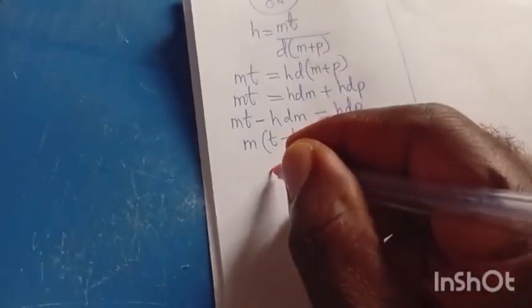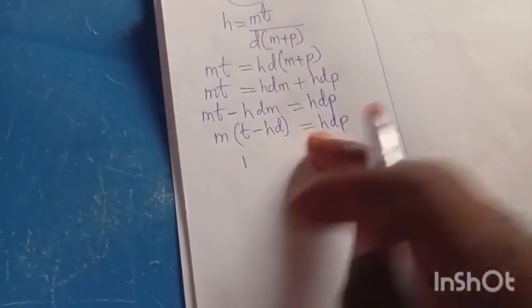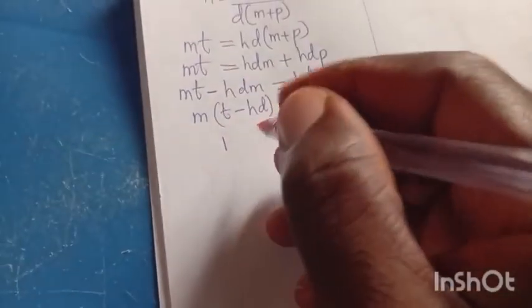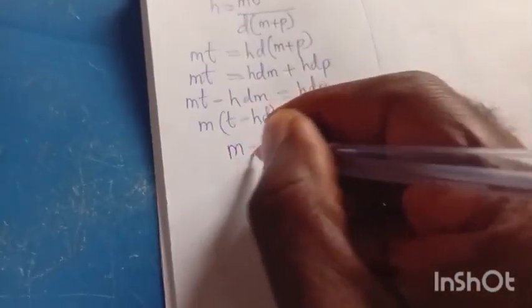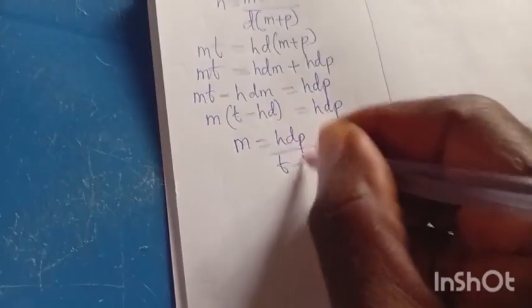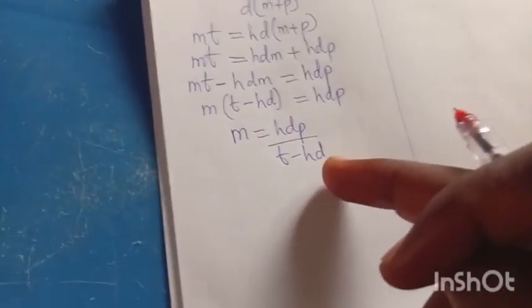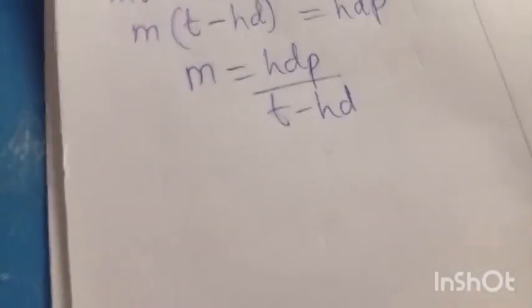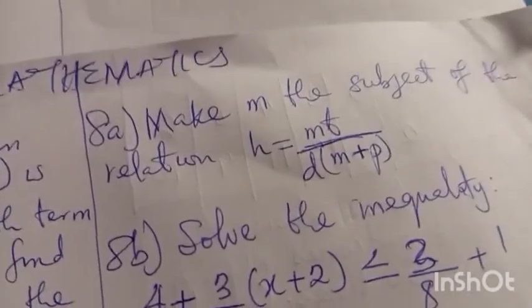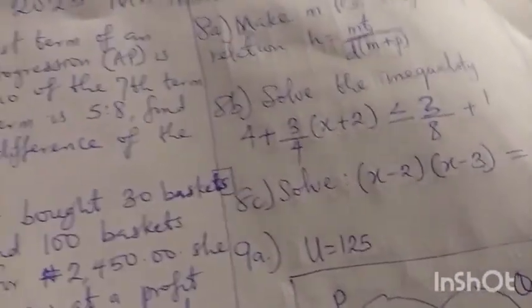So we will now say M, you know the multiplier of M is T minus HD. Divide both sides by the coefficient of M, that is T minus HD. M becomes HDP over T minus HD. That is the answer I'm expecting in the comment box as your own response. I think that will settle question number 8a. So I move to 8b right now, checking that question 8b very well.